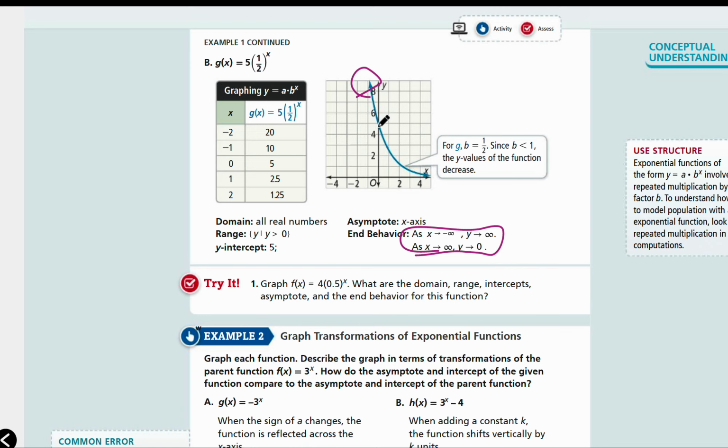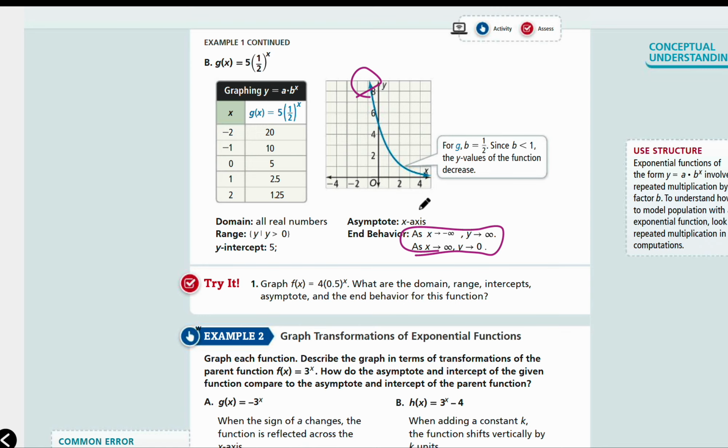And the y-intercept is 5. You'll notice that the initial value a would be the y-intercept, because anything to the power of 0 would be 1. And so a times your 1, when your x is 0, would be your y-intercept, right? So yeah, that would be the key features of an exponential function.